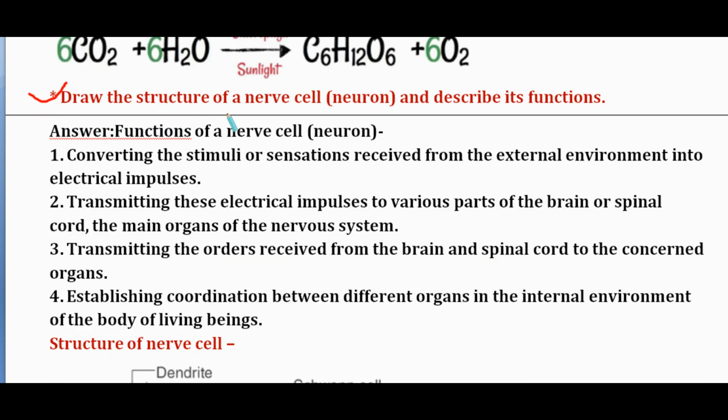Next question, draw the structure of a nerve cell neuron and describe its functions. Functions of nerve cell: converting the stimuli or sensations received from the external environment into electrical impulses, transmitting these electrical impulses to various parts of the brain or spinal cord, the main organs of the nervous system, transmitting the orders received from the brain and spinal cord to the concerned organs, establishing coordination between different organs and the internal environment of the body of living beings.